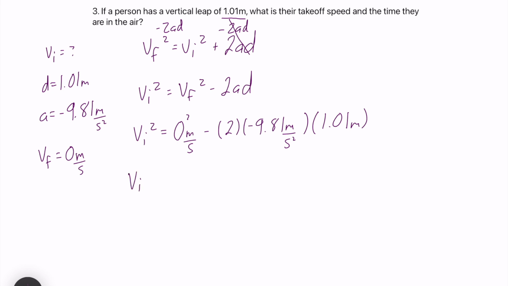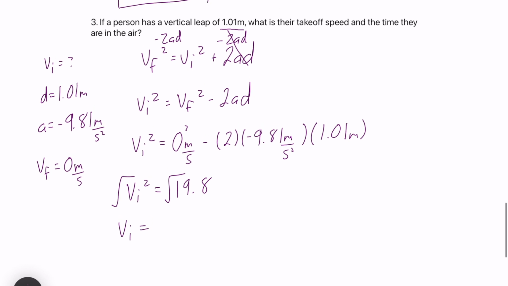So if you type that into your calculator, remember, right now we're solving for VI squared. You should get 19.8. And all we have to do to get rid of that squared is take the square root of that. So if you take the square root of 19.8, you should get an answer of 4.45 meters per second. And sig figs look good. 1.01 has 3, so our answer should also have 3, so let's keep 3.